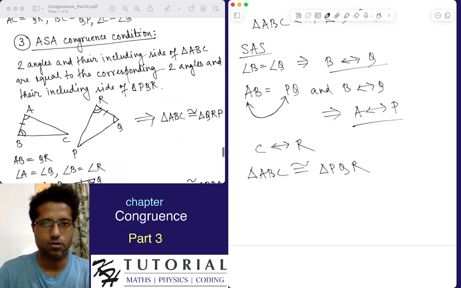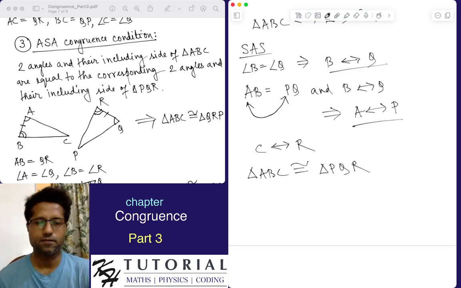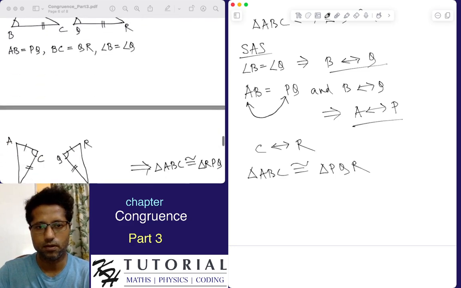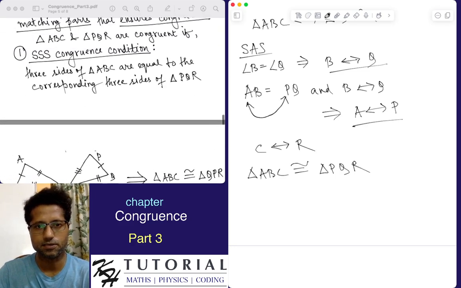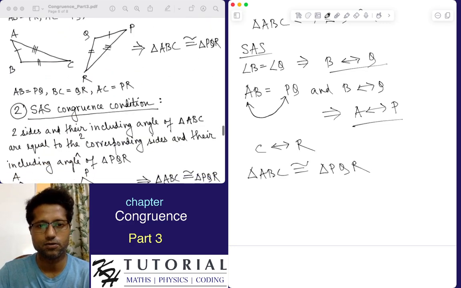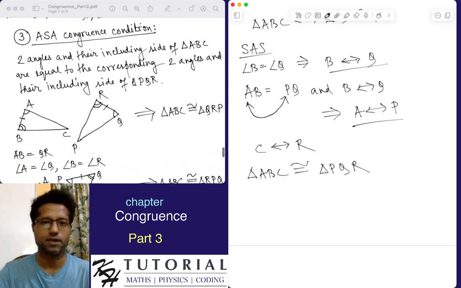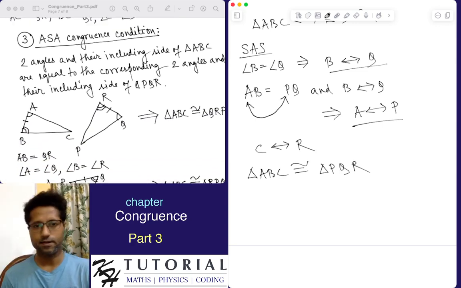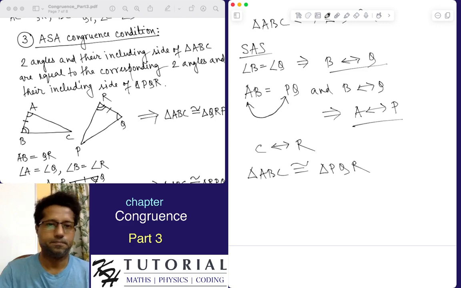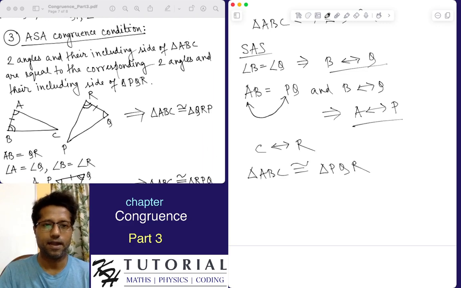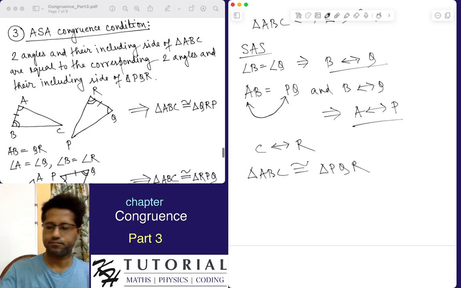The third one is the ASA congruence condition: two angles and one side. As you can see, the first condition was SSS, that is three sides. The second was SAS, that is two sides and one angle. The third is ASA, two angles and one side. This says that triangles ABC and PQR will be congruent if two angles and their included side of triangle ABC are equal to the corresponding two angles and their included side of triangle PQR.